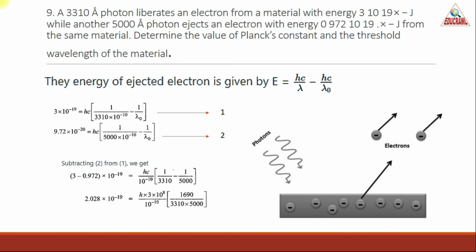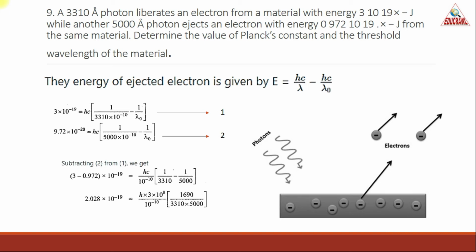Here two data is given. First data is from a 3310 Armstrong photon, an electron is emitted whose energy is 3 into 10 power minus 19 joule. So here the energy of the ejected electron is given by E is equal to hc by lambda minus hc by lambda naught. Using the first data, we substitute the values, we get 3 into 10 power minus 19 is equal to hc, we can take it common from the RHS, hence we get hc bracket 1 by lambda minus 1 by lambda naught.